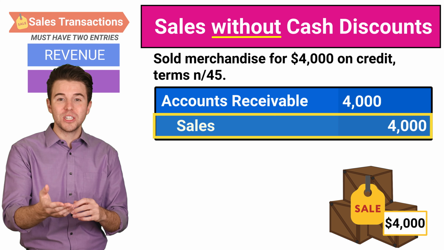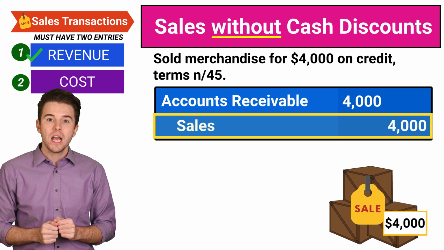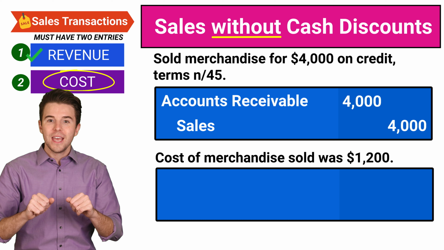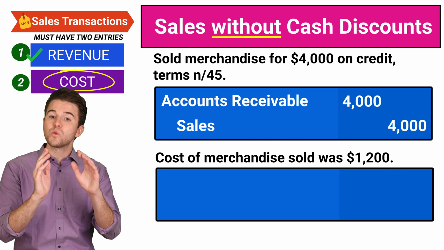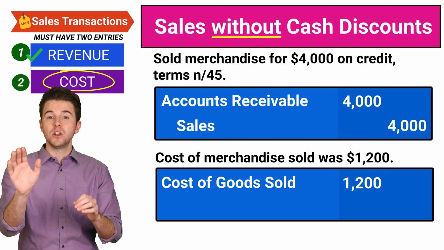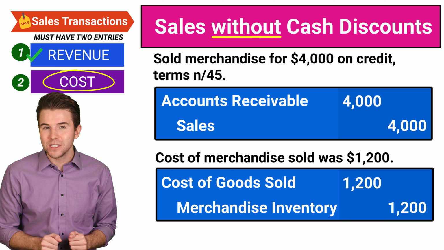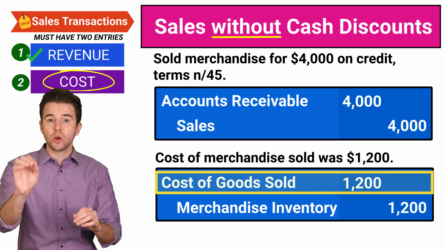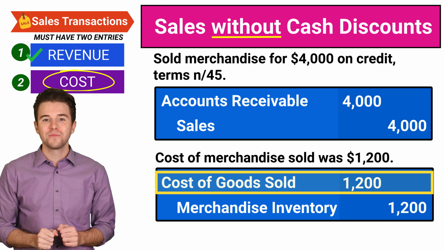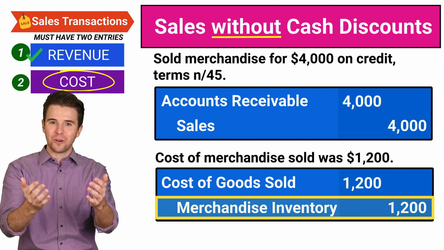Now remember that sales of merchandise require two entries. We just recorded the revenue side entry, so now we need to record the cost side entry. Continuing our example, assume the cost of the merchandise we sold was $1,200. To record the cost entry, debit cost of goods sold for $1,200 and credit merchandise inventory for $1,200. We debit cost of goods sold to increase expenses for the cost of merchandise sold to the customer. We credit inventory to record the decrease to inventory.